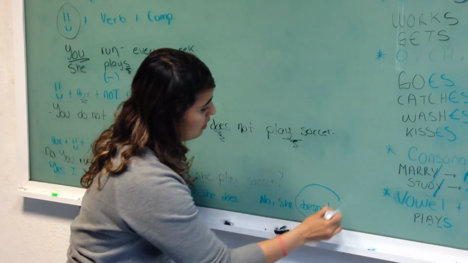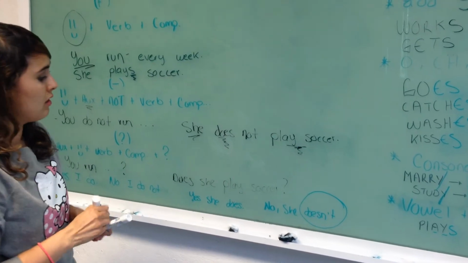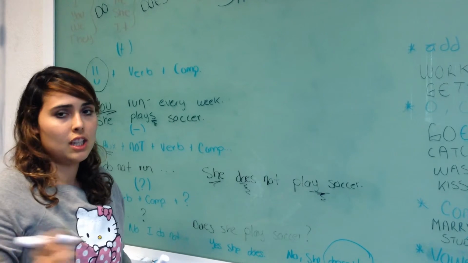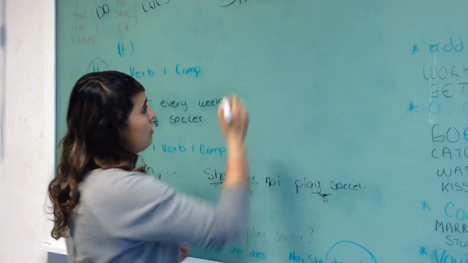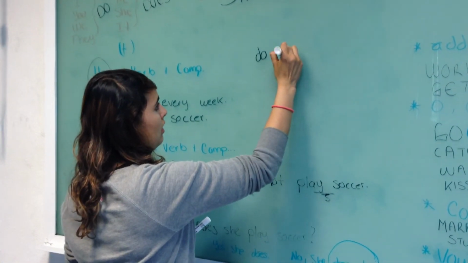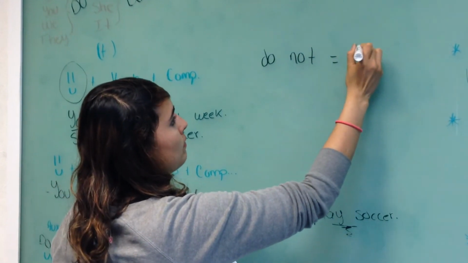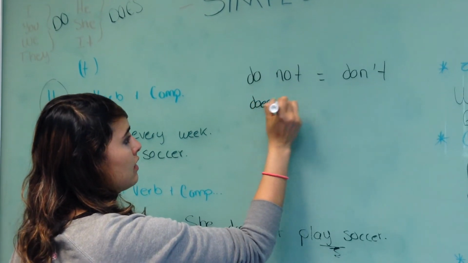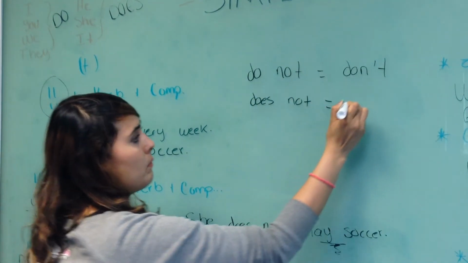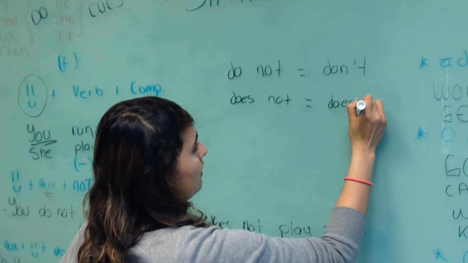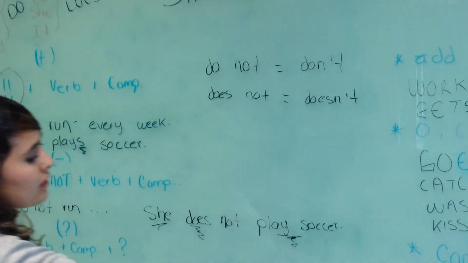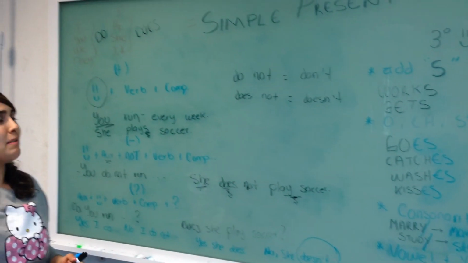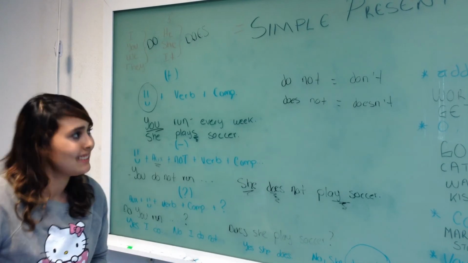If you see here, I use a contraction. It's very common to use contractions in normal English. For example, do not is the same as don't, and does not is the same as doesn't. Like here. This is the simple present in a very easy way to understand it.